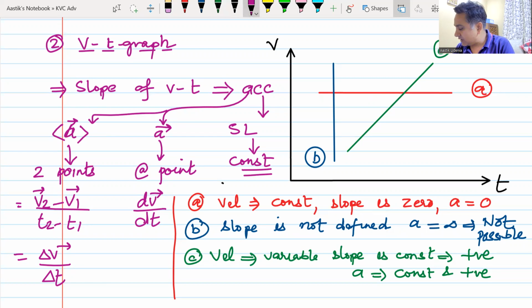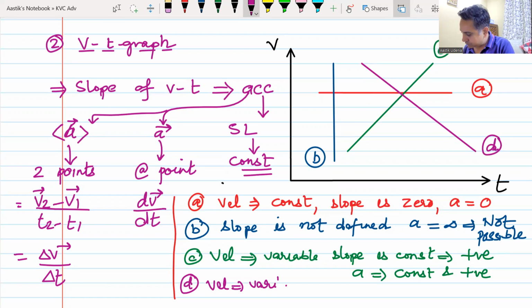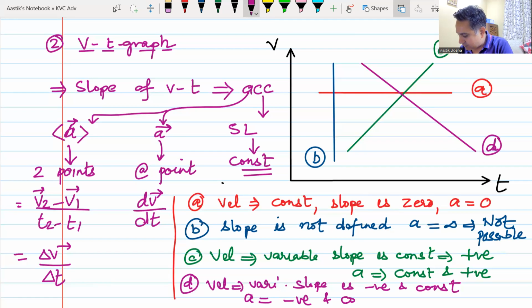The last but not the least, if I draw a graph like this, I call it graph D. Velocity is variable, slope is negative and constant, acceleration is negative and constant. Do we understand this? Yes or no?